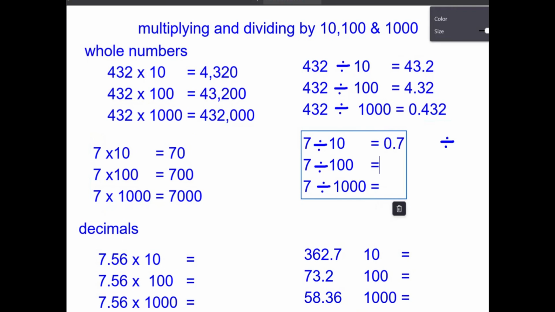But when we divide by 100 and we have only one digit, what are we going to do? We count one digit, 1. We need to put the decimal point after two digits, but I don't have another digit.